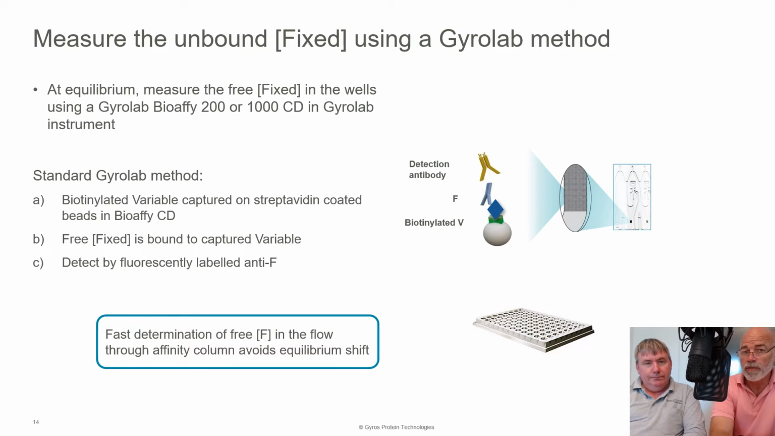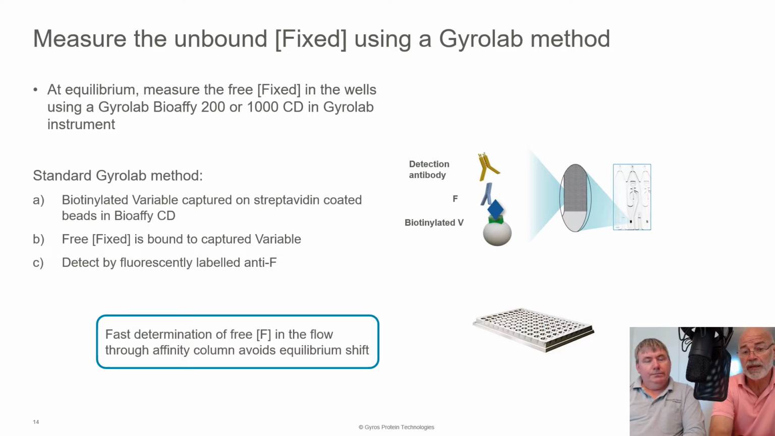So this is just an overview of how we set up the Gyrolab assay using the Gyros method. Here you can use either a 200 or 1,000 nanoliter CD on the instrument. And again, the selection of CD is dependent on the sensitivity of the assay that you want to devise. The more sensitive the method, the higher the affinity interaction we can measure. The higher the affinity interaction, the much lower free interactant is available, and so you need a more sensitive assay for that. But again, it's a standard method.